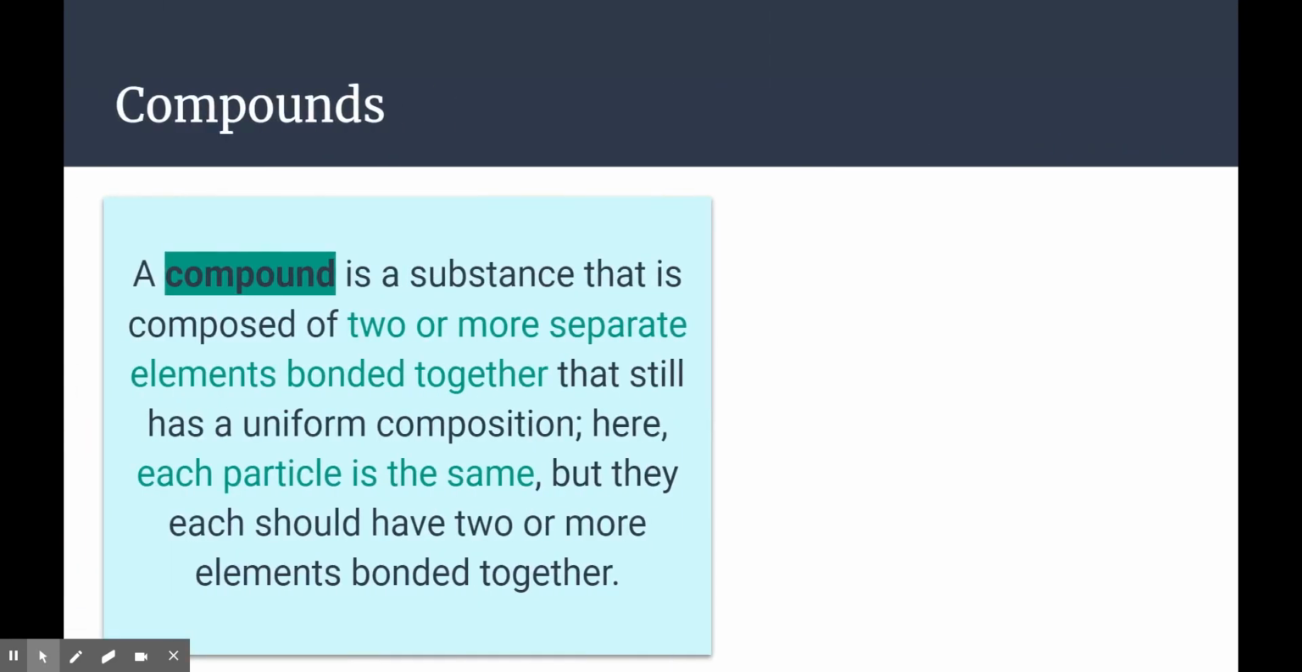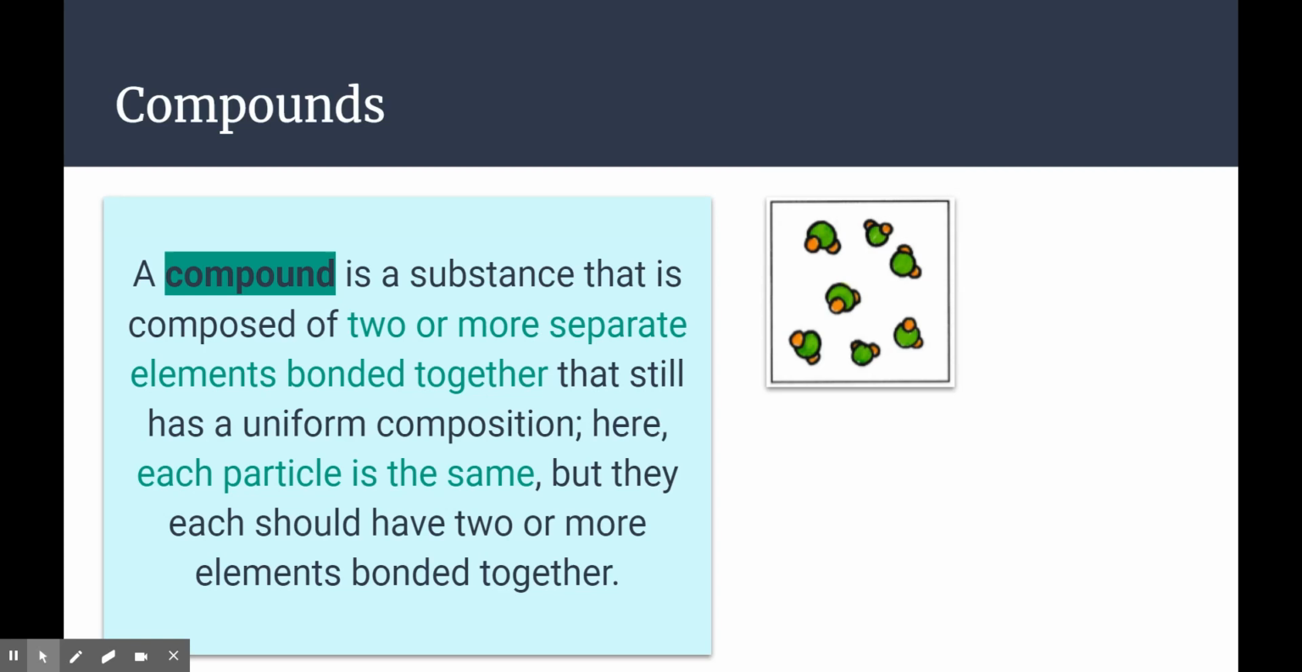The second type of substance is a compound. A compound is a substance that's composed of 2 or more separate elements, but they're bonded together. Now, it still has a uniform composition, so even though there are more than one type of element, every particle is still exactly the same. In this example, you'll notice that there are 2 different colors. There are green atoms, let's say those are oxygen, and there are yellow atoms, let's say those are hydrogen. Because there are 2 different types of atoms, and those 2 atoms are bonded together, and every single particle is exactly the same, that's what makes this a compound.